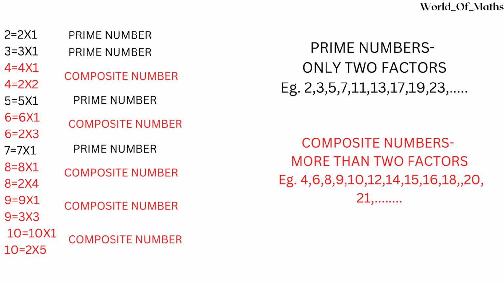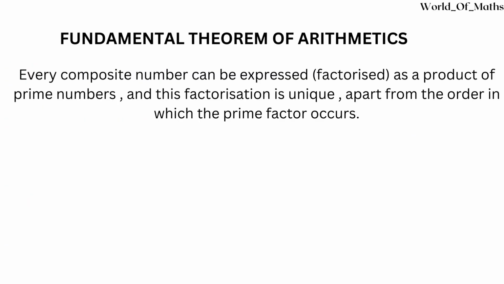Let's see the connection between prime numbers and composite numbers. Prime numbers are considered the building blocks of composite numbers. Reversely, we can say every composite number can be expressed as a product of prime numbers. So now we know the fundamental theorem of arithmetic: every composite number can be expressed or factorized as a product of prime numbers, and this factorization is unique apart from the order in which the prime factors occur.